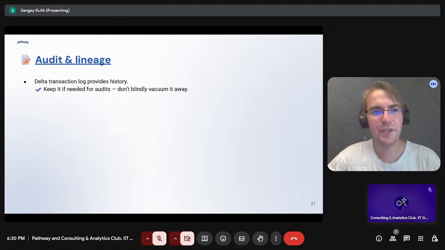Finally, keep your data available for the audit. If you use Delta Lake, it's convenient because you have the transaction log, and the transaction log shows where the data comes from and when it comes into your pipeline. So you can use it.